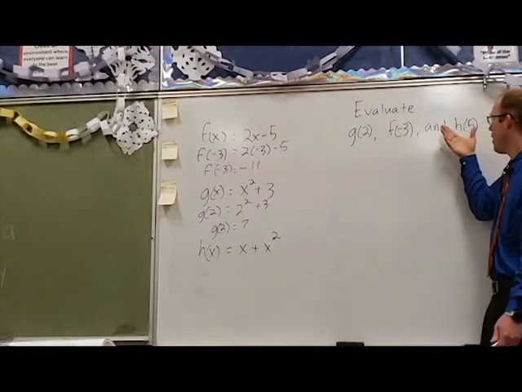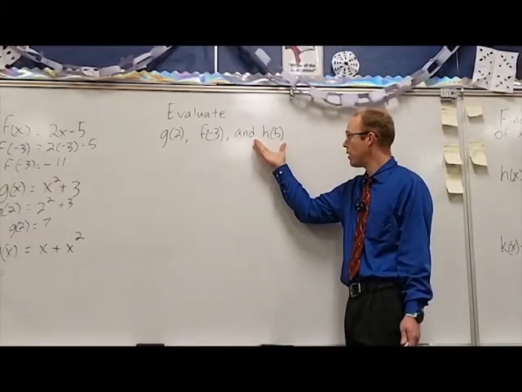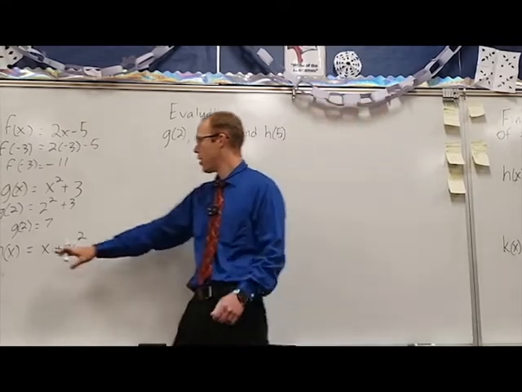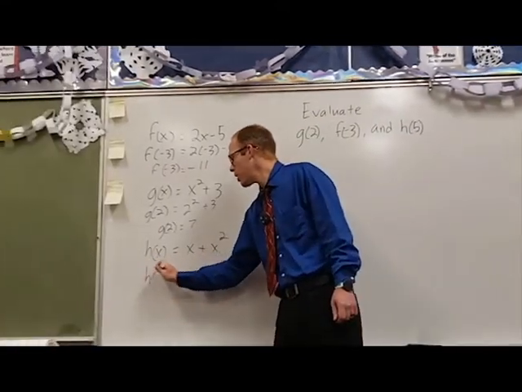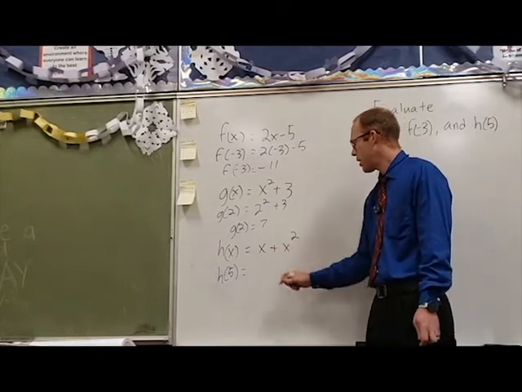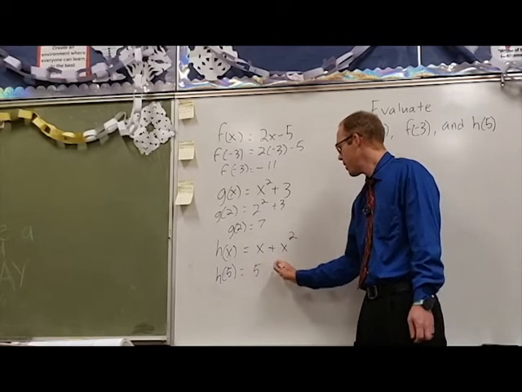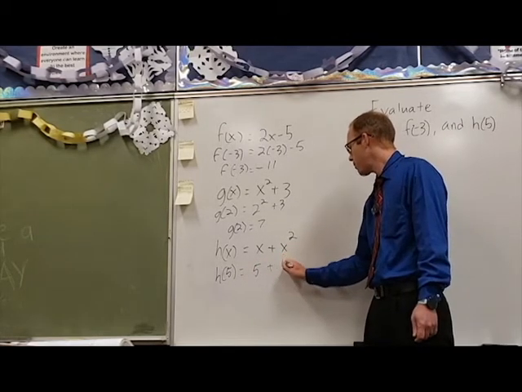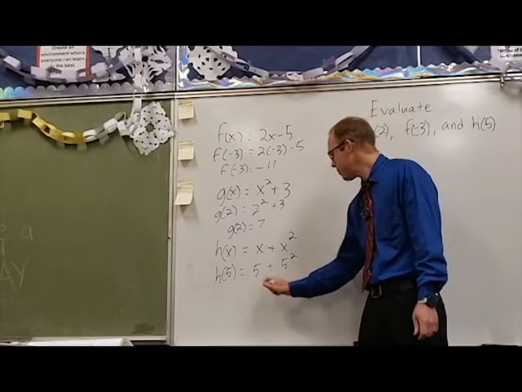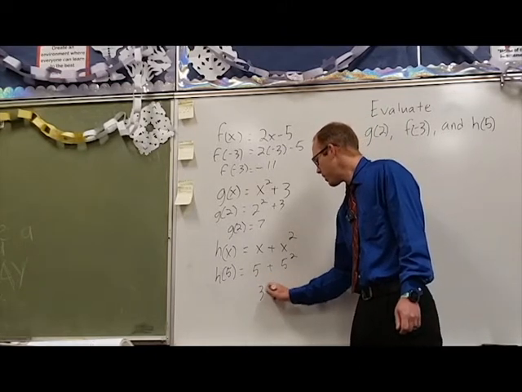The last one, we have h of 5, which tells us we're using our third function, which we called h, and we're putting a 5 in. So that's right here. We have h of 5. And then over here we have x in 2 different locations. So everywhere we see x, we're going to replace it with 5. That's right here and right here as well. So that we get 5 plus 5 squared. 5 squared is 25. Plus 5 gives us 30.